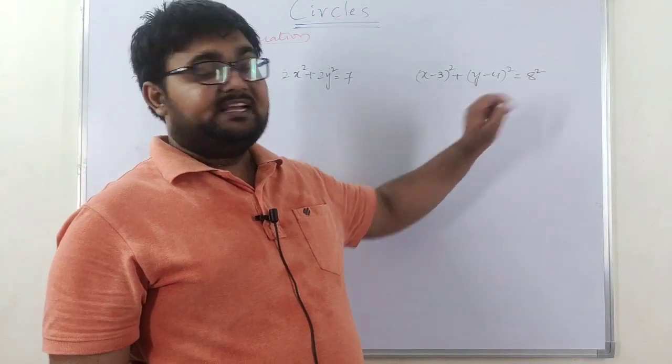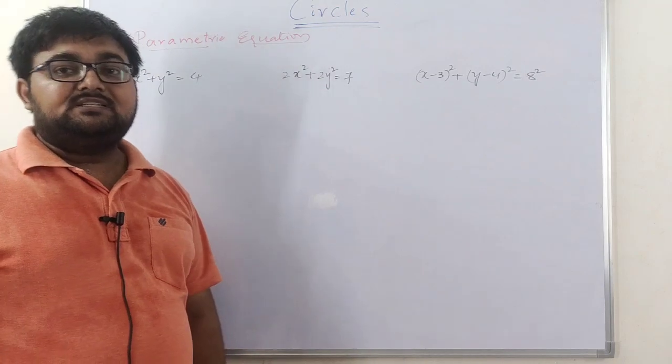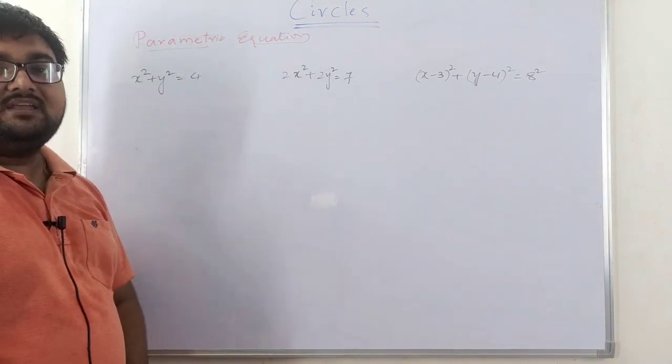Third question is (x minus 3) whole square plus (y minus 4) whole square is equal to 8 square. Now let us see the questions one by one. So first of all, what is a parametric equation?